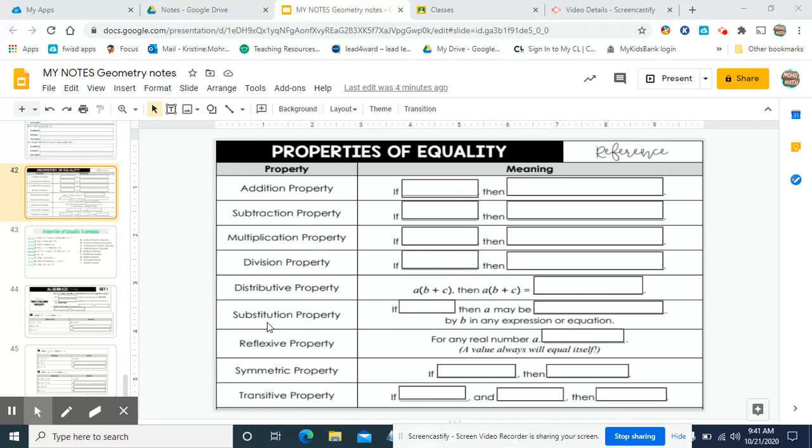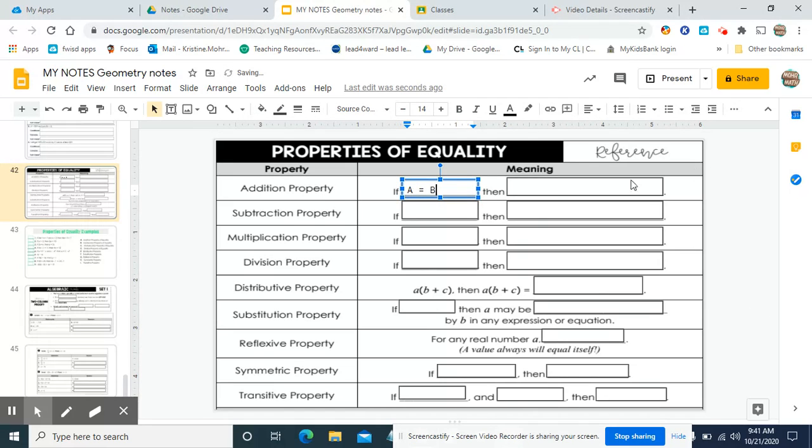These new ones down here, you probably haven't seen those names before, but you will understand what they mean because we have actually done them in class. We just haven't named them anything. So to start off, the addition property is pretty easy. If A is equal to B, so some value for A is equal to some value for B, it can be 2x equals 2x, whatever, or it can be 5 equals 5.